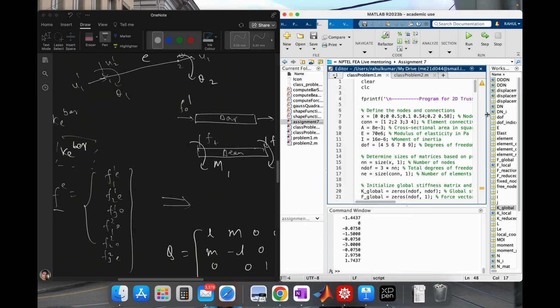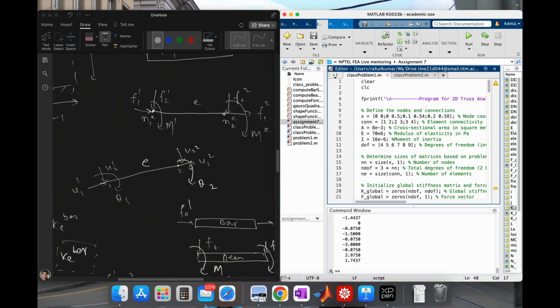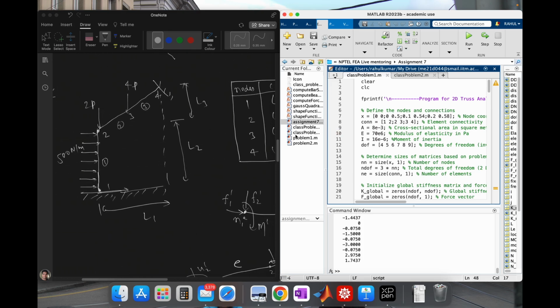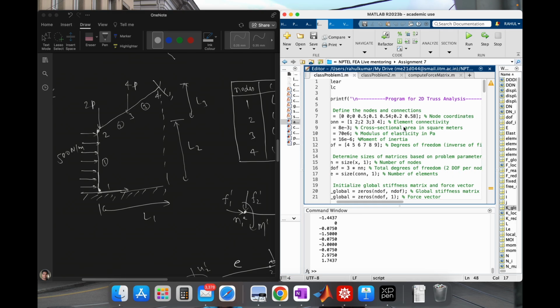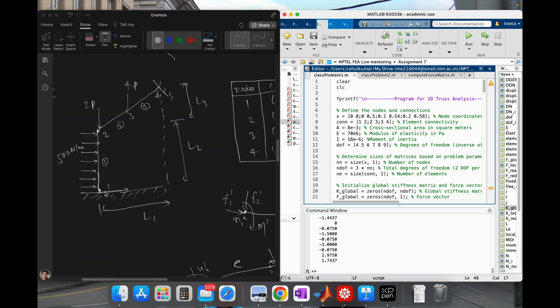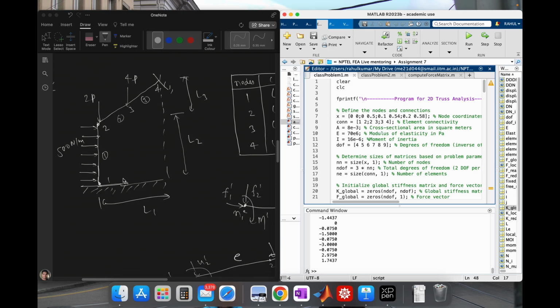So this is class problem 1, the same problem which sir has discussed. Here is the nodal coordinate: for node 1 the coordinate is 0 0, for node 2 it is 0 0.5, for node 3 it is 0.1 0.54, and node 4 it will be this. And what is the connectivity? Connectivity for element 1 is 1 2, for element 2 is 2 3, and for element 3 is 3 4.